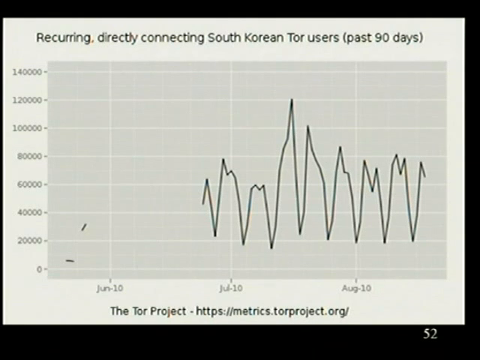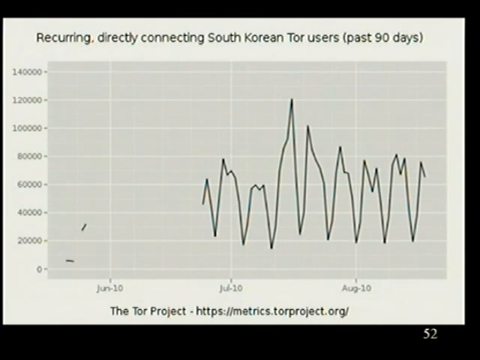Another fun graph. Here is the set of connections from South Korean IPs to the Tor network. Every weekend, it goes down to 20,000 people. On non-weekends, it goes up to like 80,000 people. Why is South Korea not needing Tor on the weekends? People at work are, yeah, so what are they doing at work that they aren't doing on the weekends?